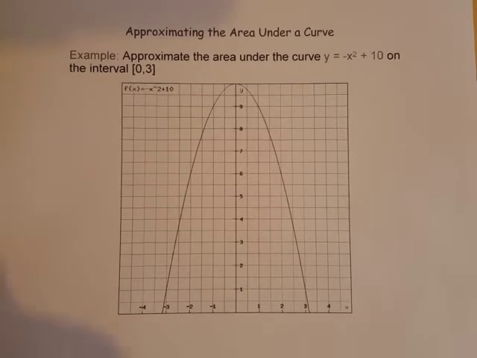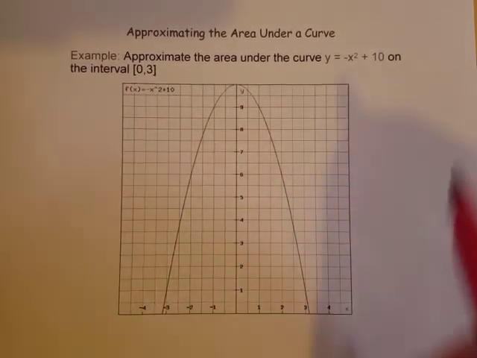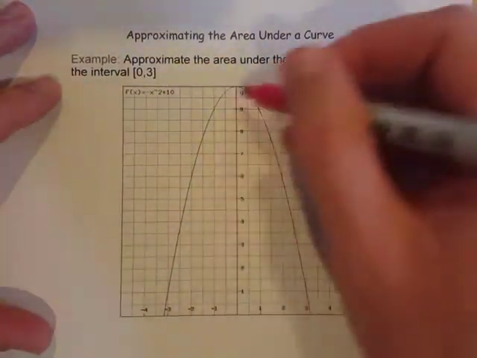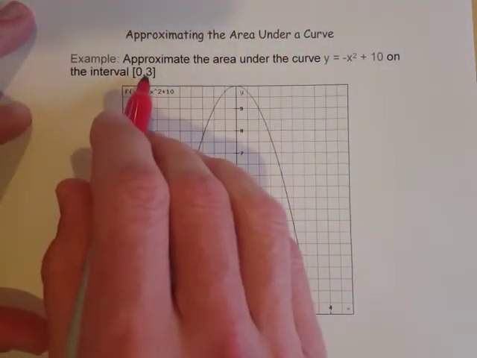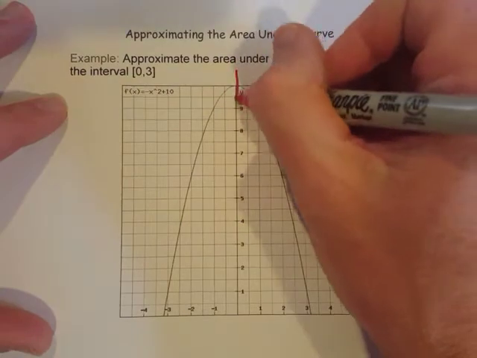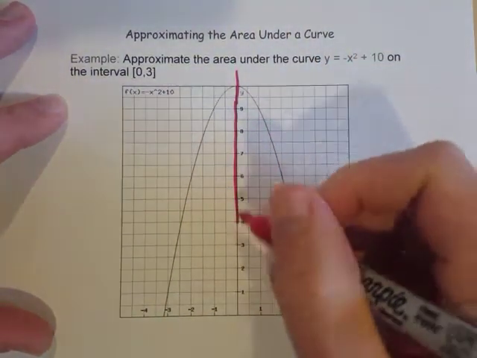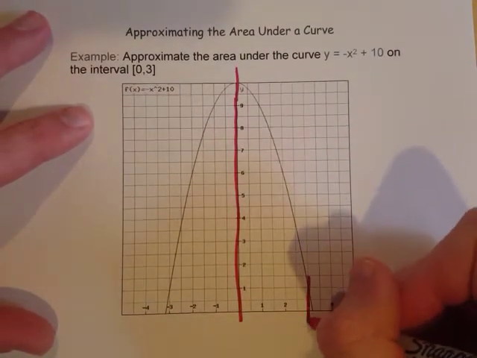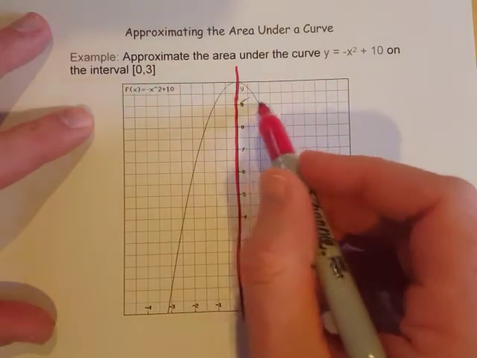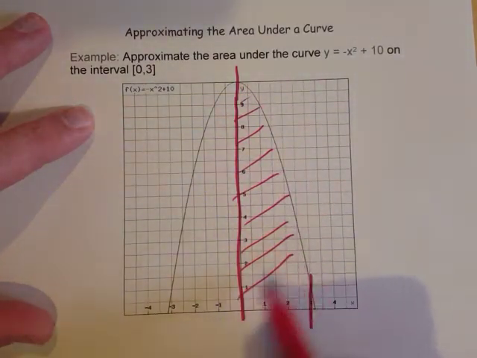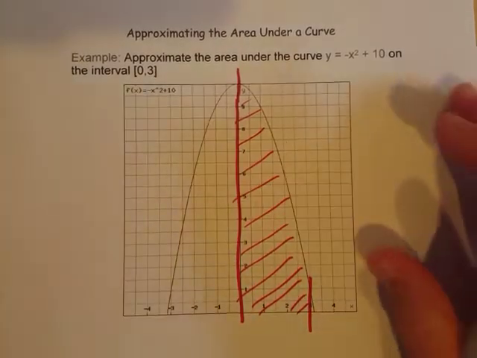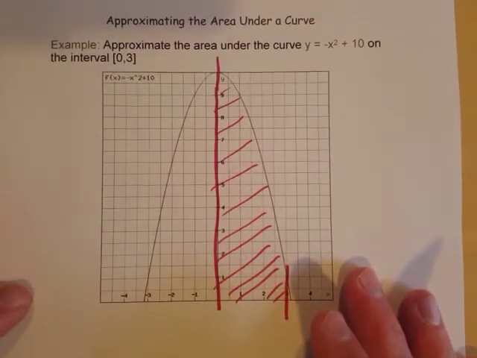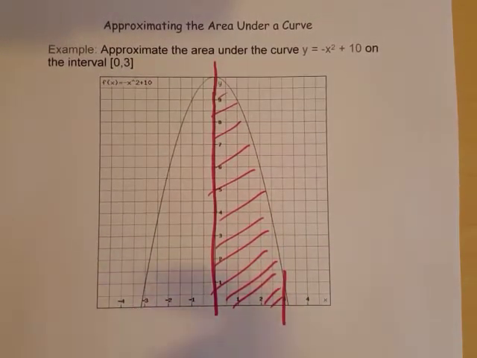Now, first of all, what this problem is asking us to do is approximate the area under the curve of negative x squared plus 10, that's the graph that you see here, on the interval 0 to 3. So that means that we start right here, and that we're going to end right here. We're not going to do the whole piece of that curve, but we're going to find all the area under here, and get as close to the actual area as we possibly can. So that's where we're going. I'll show you how we use these rectangles of the area problem in calculus to accomplish that.